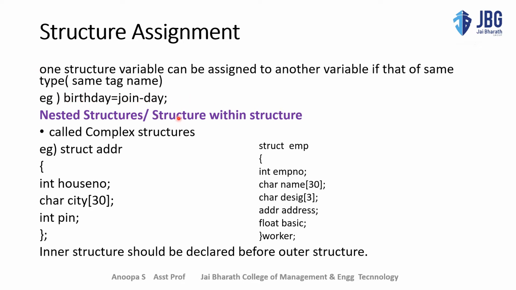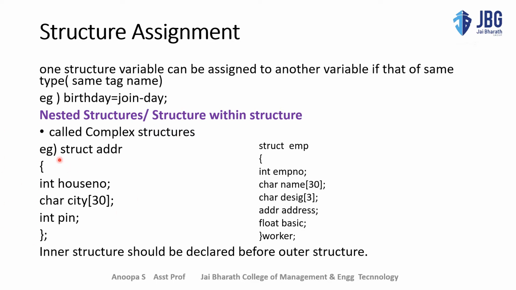Now, a nested structure, or a structure within a structure, is called a complex structure. We have discussed nested loops, right? If we have a loop within another loop, we say it is a nested loop. Similarly, if we have a structure within another structure, it is known as a nested structure.